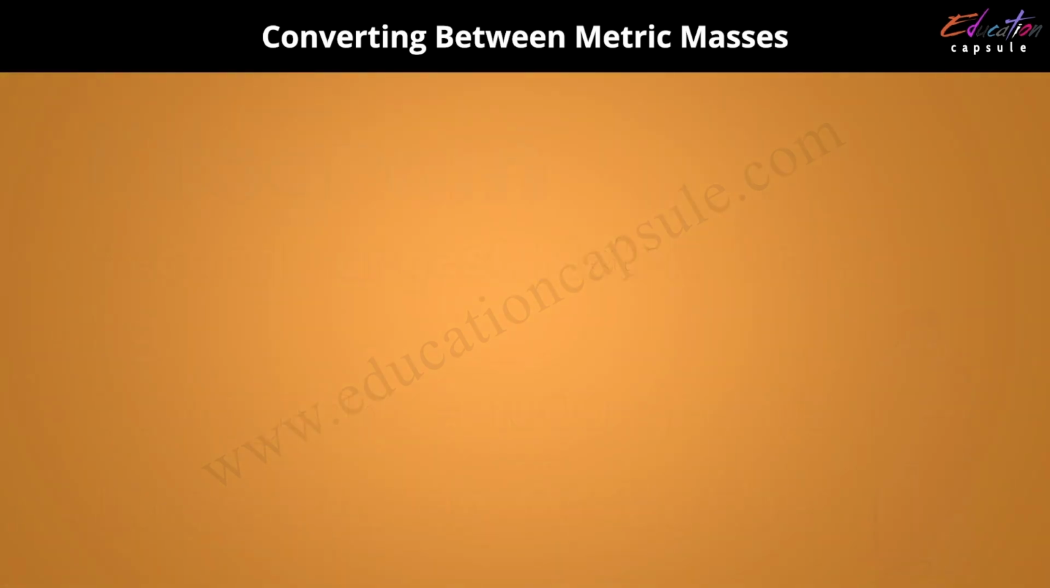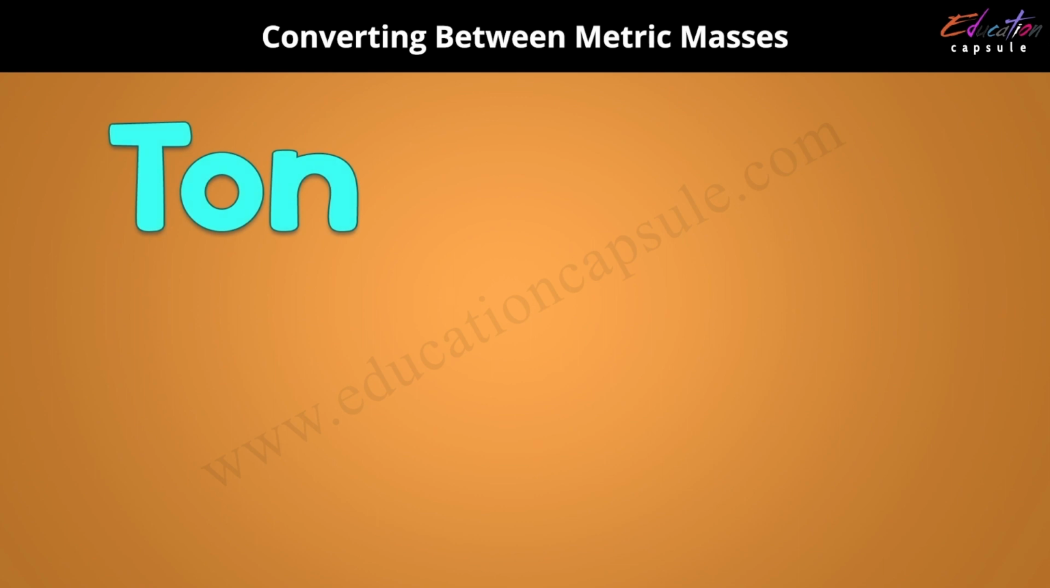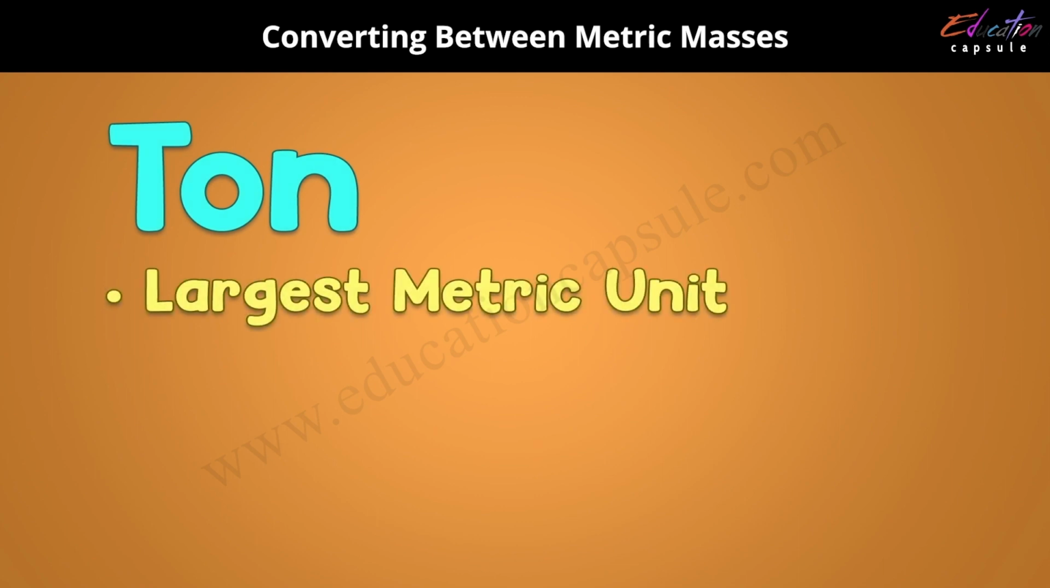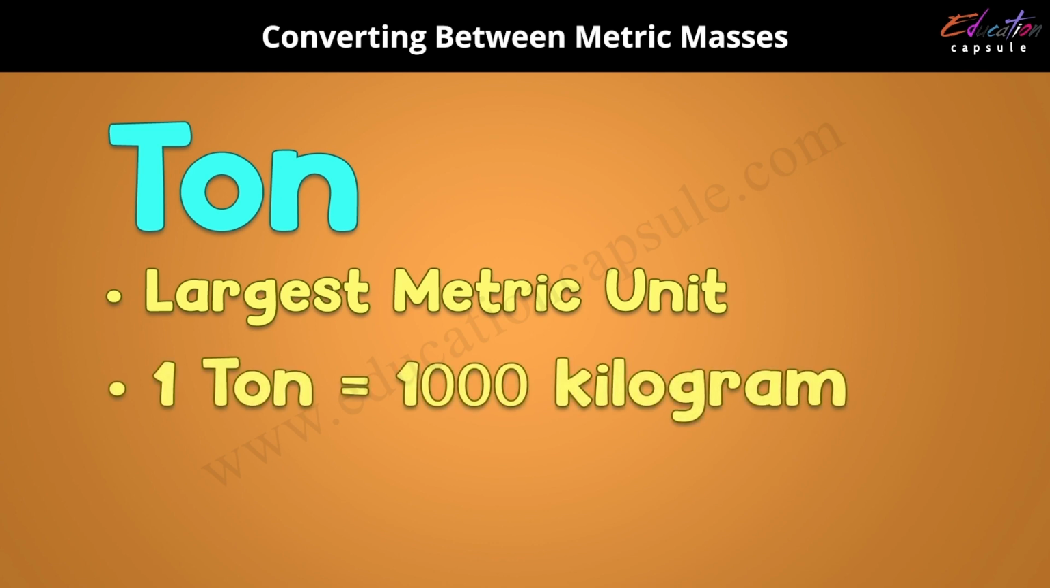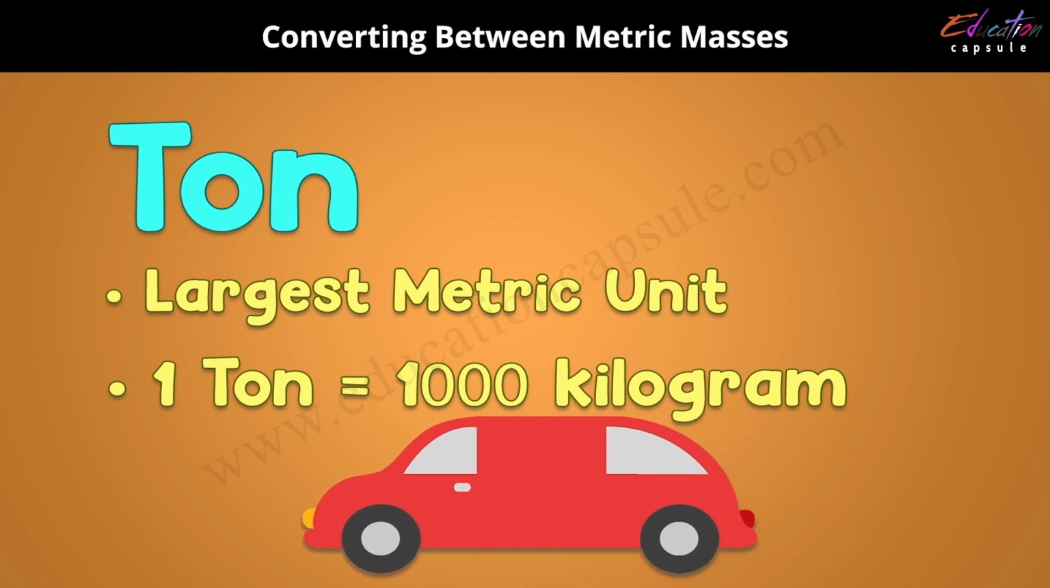Now we are going to talk about ton. Ton is the largest metric unit of mass. 1 ton is equal to 1000 kilograms. A small car weighs about a ton.